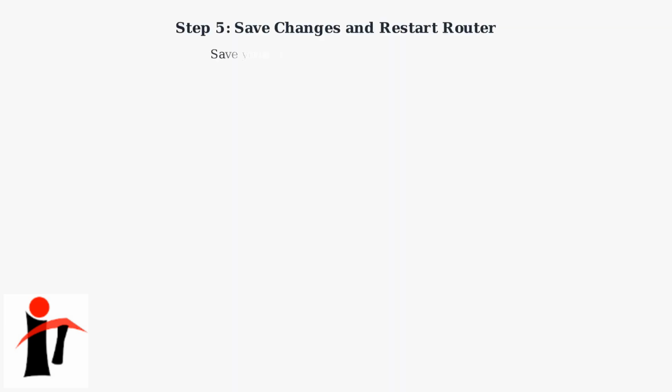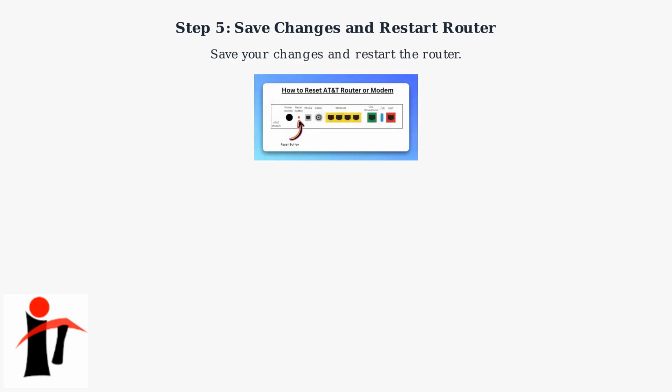Save your changes and restart your router. After it reboots, your network name should appear on your device's Wi-Fi lists. If this doesn't work, try resetting your router to factory defaults or contacting Spectrum support for assistance, as there may be a firmware issue or other underlying problem.